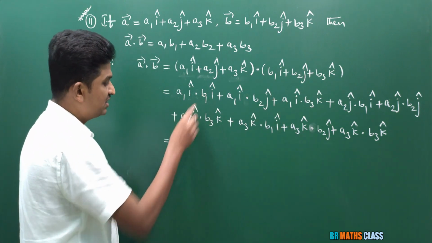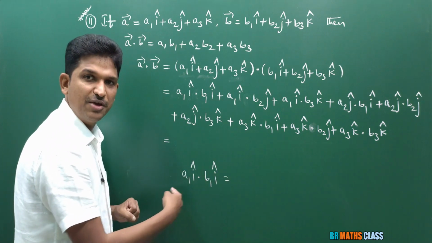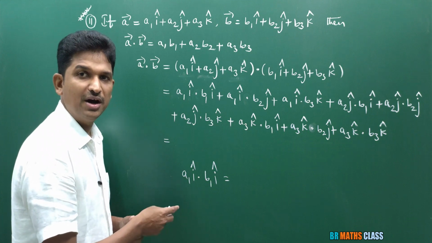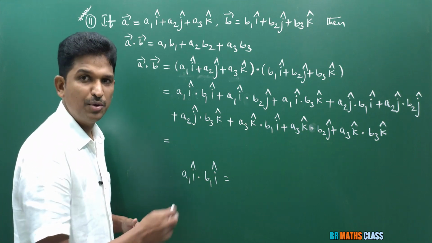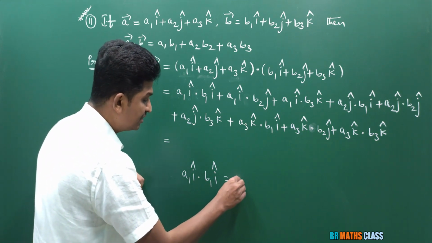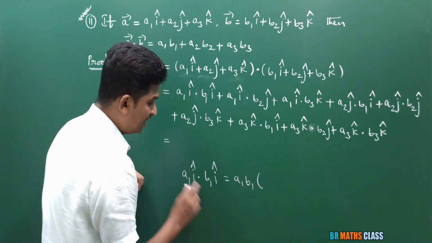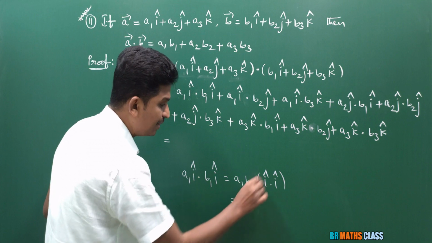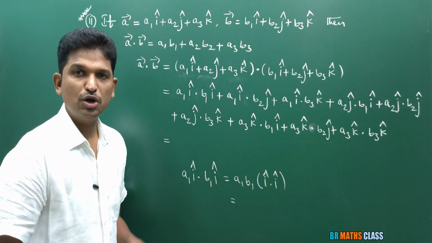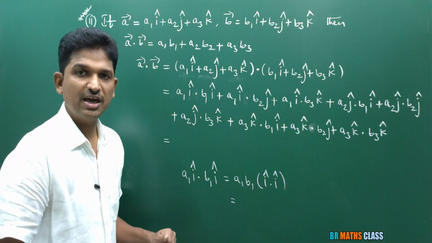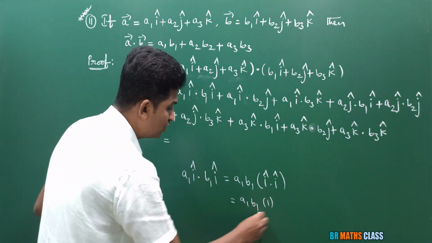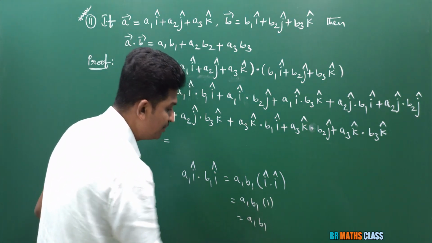You see here, what is this? A1 i cap dot B1 i cap. Just now we learned the formula, right? mA bar dot nB bar can be written as mn times A bar dot B bar. So what will this become? This will become A1 B1 times i cap dot i cap. In earlier classes we learned that i cap dot i cap is 1, j cap dot j cap is 1, k cap dot k cap is 1. So this is 1. So what will you get here? A1 B1 into 1, which is nothing but A1 B1.